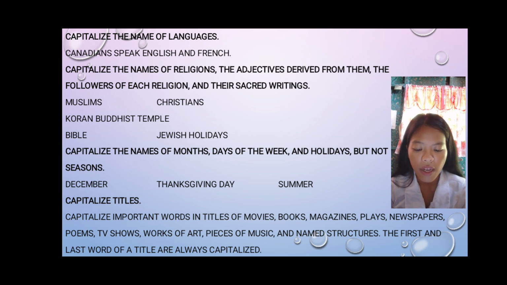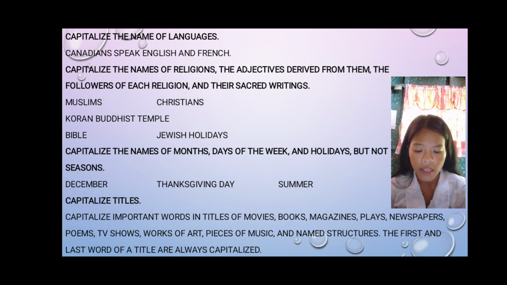Capitalize the names of months, days of the week, and holidays, but not seasons. December, Thanksgiving Day, summer. Since summer is a season, the letter S in the word summer is a small letter, not a capital letter. However, December is a month, so the D must be capital, and Thanksgiving Day is a holiday. So in this part, capital letter T.